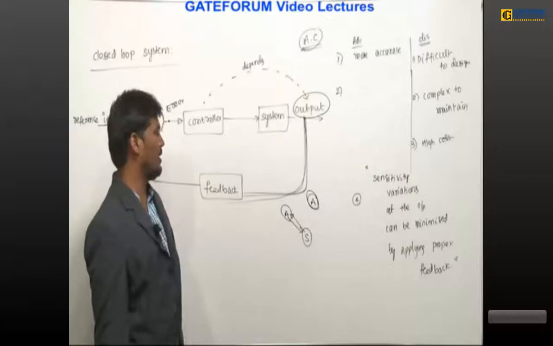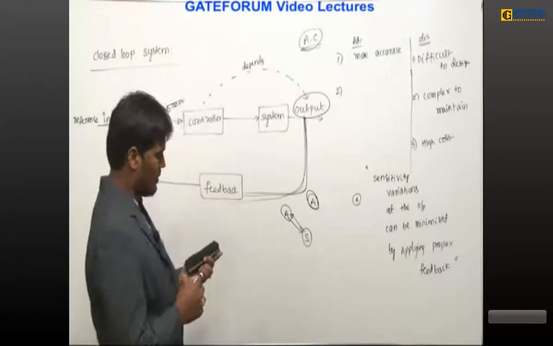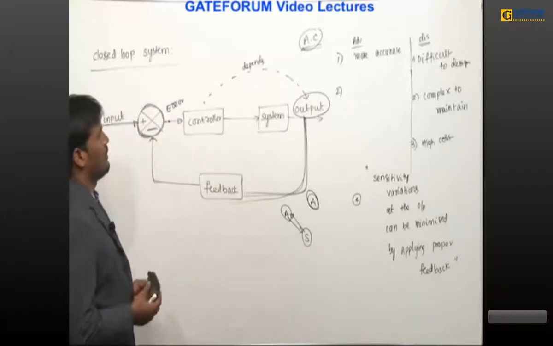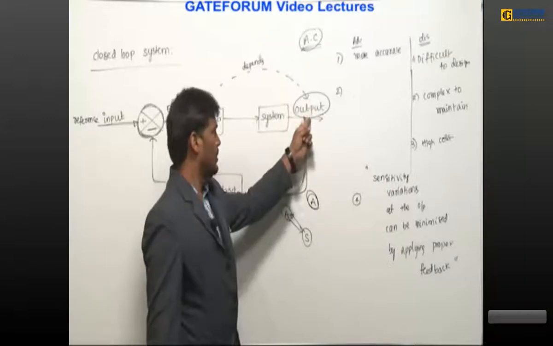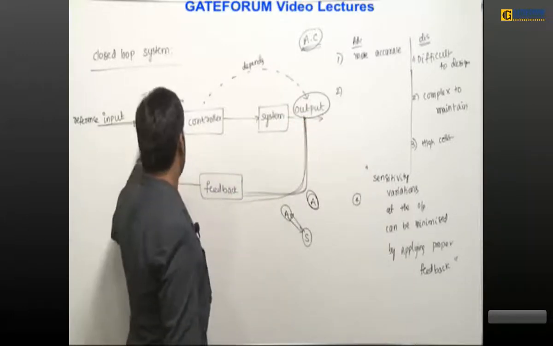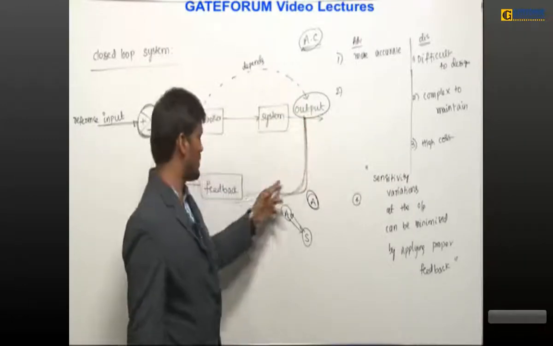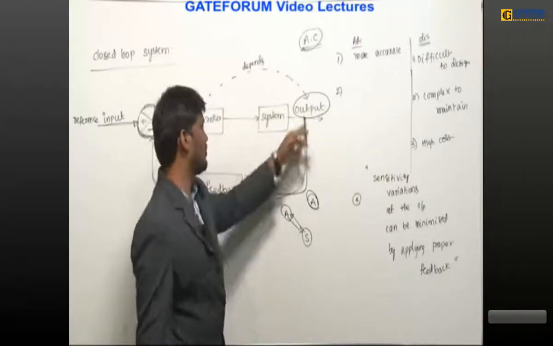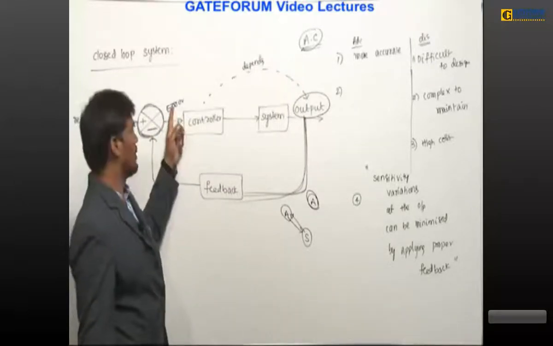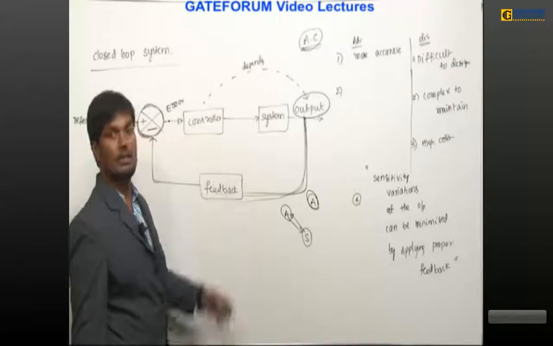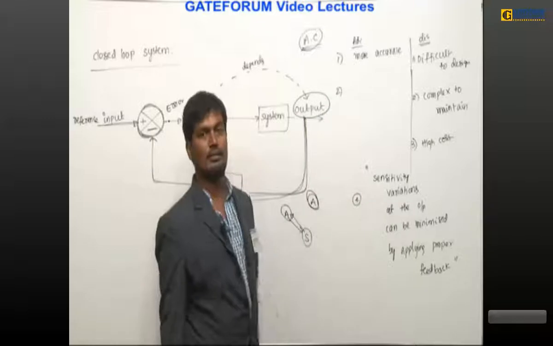Less sensitivity can be obtained by applying proper feedback, right? This is about the closed loop system. Once again I am repeating, closed loop system. In a closed loop control system there is a connection from output to input. And second, control action depends on output because there is a sensor to sense and control the output. By comparing input and output signals, an error is created. The error is corrected by controllers. The controllers are PI, PD, PID controllers. By that the system output is more accurate.